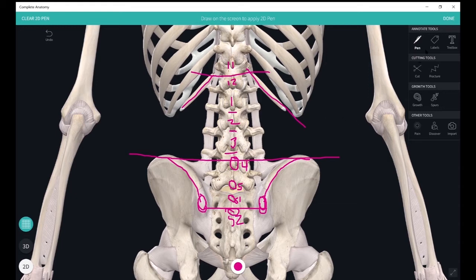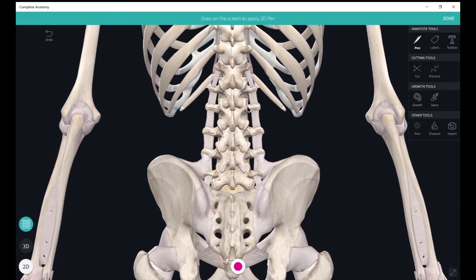Some more information. The facet joints, the zygapophyseal joints themselves, are going to sit basically in line with the spinous process. The inferior aspect will be at the spinous process. The superior facet will be at the spinous process of the vertebra above. So they're going to sit about 2.5 to 3 centimeters lateral from the middle of the spinous process on average.